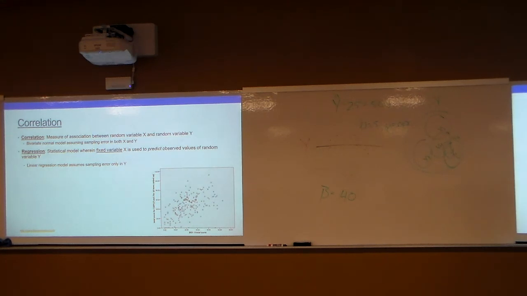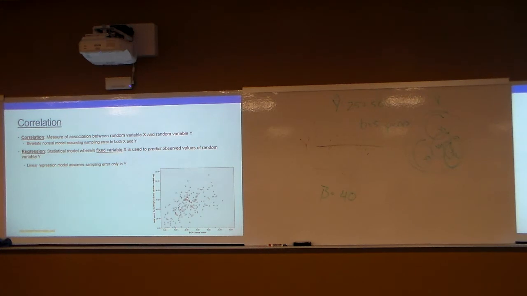If I close my eyes and just start picking people out of the crowd, that's a random variable, right? I'm not saying I need so many of these, so many of those. So when we're looking at correlation, we're looking at the association between random variable x and random variable y, and we're assuming a bivariate normal model of sampling error in both x and y. Okay? This is going to be different than regression.